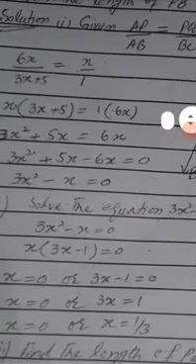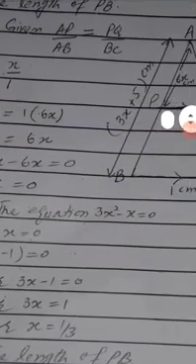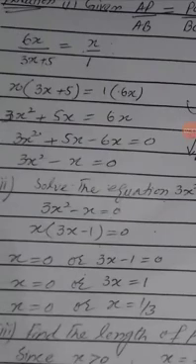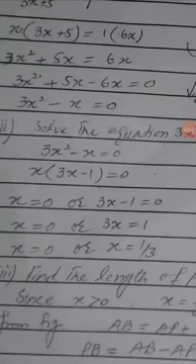Number 2, solve the equation 3x square minus x is equal to 0. We will take x as common. So x into 3x minus 1 is equal to 0. x is equal to 0 or 3x minus 1 is equal to 0. x is equal to 0 or 3x is equal to 1. x is equal to 0 or x is equal to 1 by 3. So these are the two values of x.